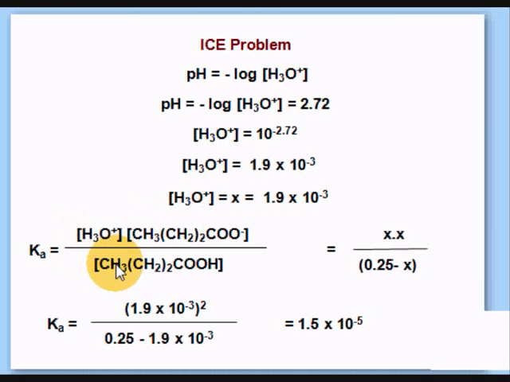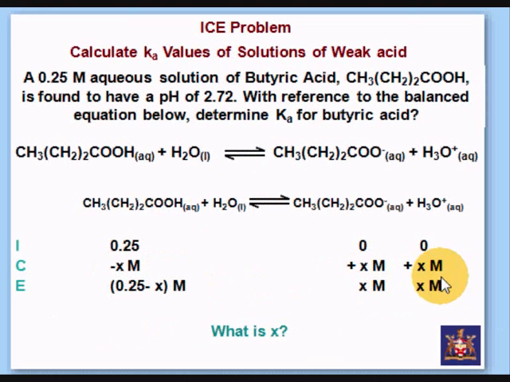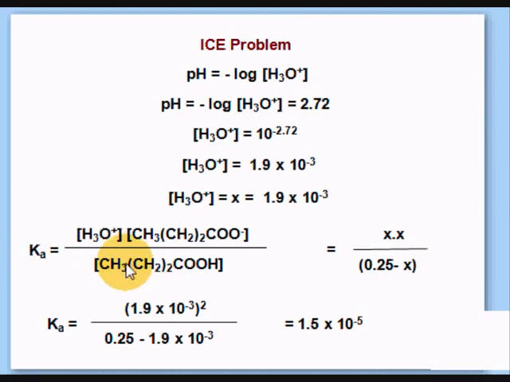So in our dissociation constant equation, we've got our products up above and our reactants underneath. We now know this concentration here, H3O. If you look back, these two both had X molarity concentration. So your upper line is just going to be X by X, which is now 1.9 by 10 to the minus 3, squared. And underneath you've got 0.25 minus X.